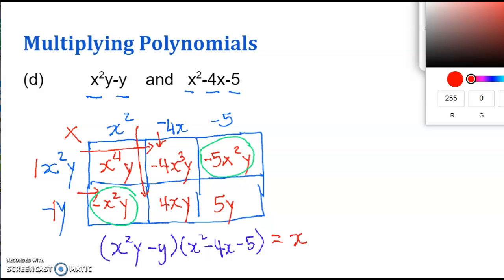So that's going to be x to the power of 4y, then subtract 4x to the power of 3y, minus, okay, now this is where we need to combine the like terms. We have negative 5 minus 1 more. So we have negative 6 of x squared y. And then we have 4xy. And then finally 5y. And that should be your final answer.